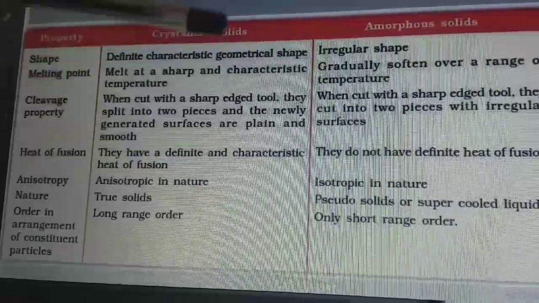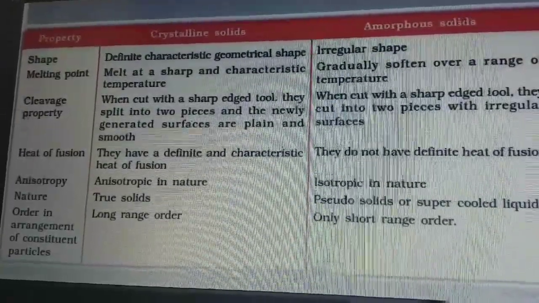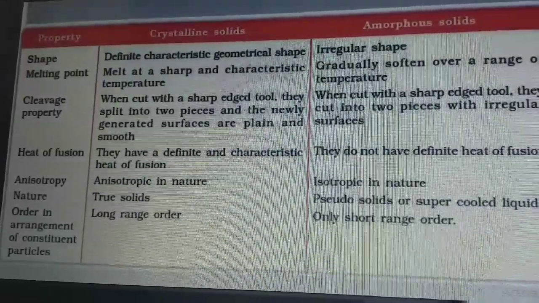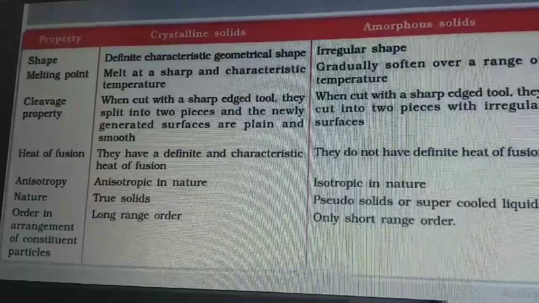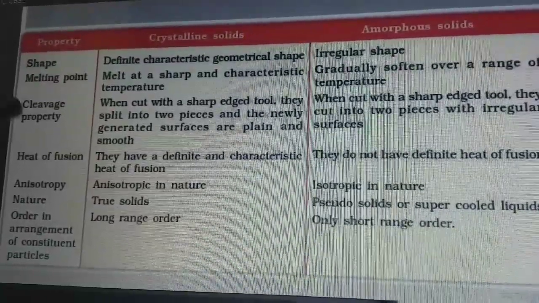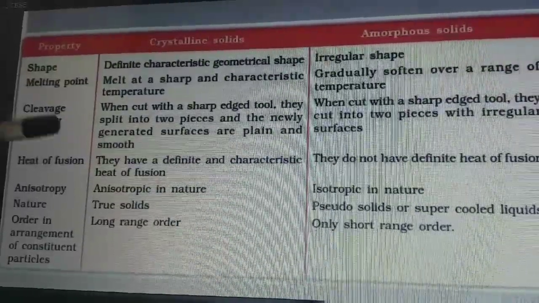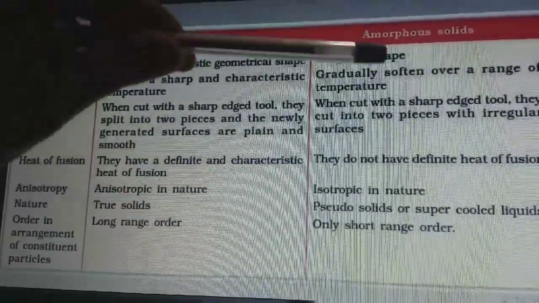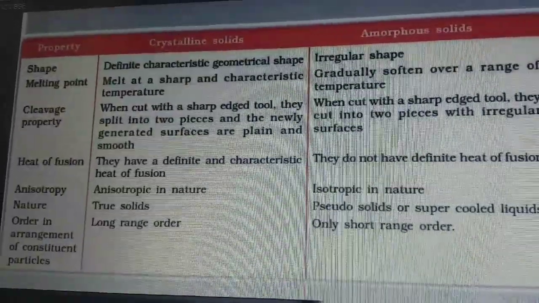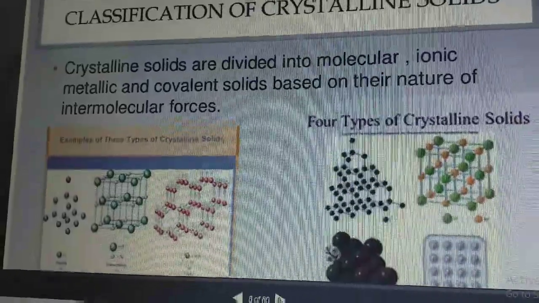Next, order in the arrangement of constituent particles. Crystalline solids have long range order. Long range order means the arrangement of constituent particles is regular throughout. There is a repetition of the arrangement of particles, an orderly pattern throughout the entire crystal, repeating itself periodically. But amorphous solids have only short range order. I hope you understood this difference between crystalline and amorphous.